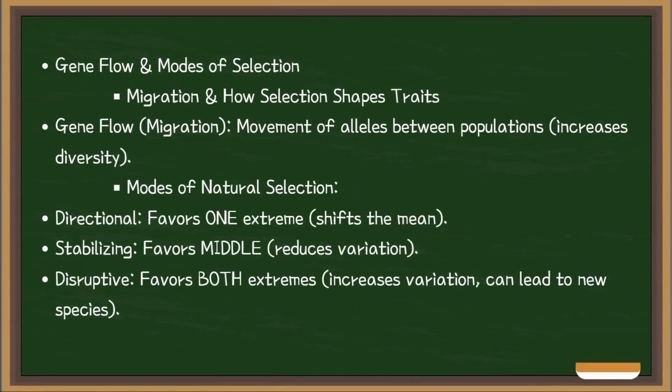Gene flow and modes of selection. Gene flow is migration, the movement of alleles between populations, which increases diversity. You also have modes of natural selection, which show how selection shapes traits.